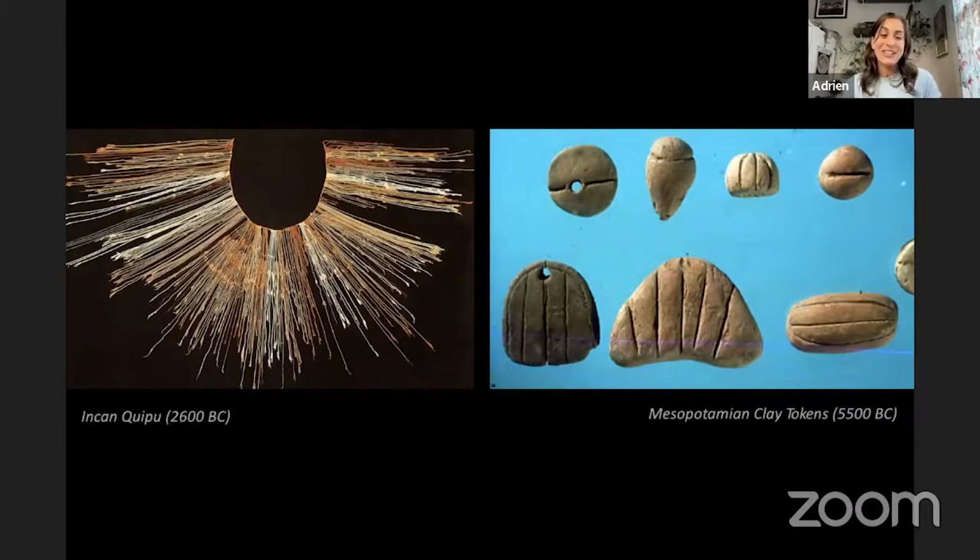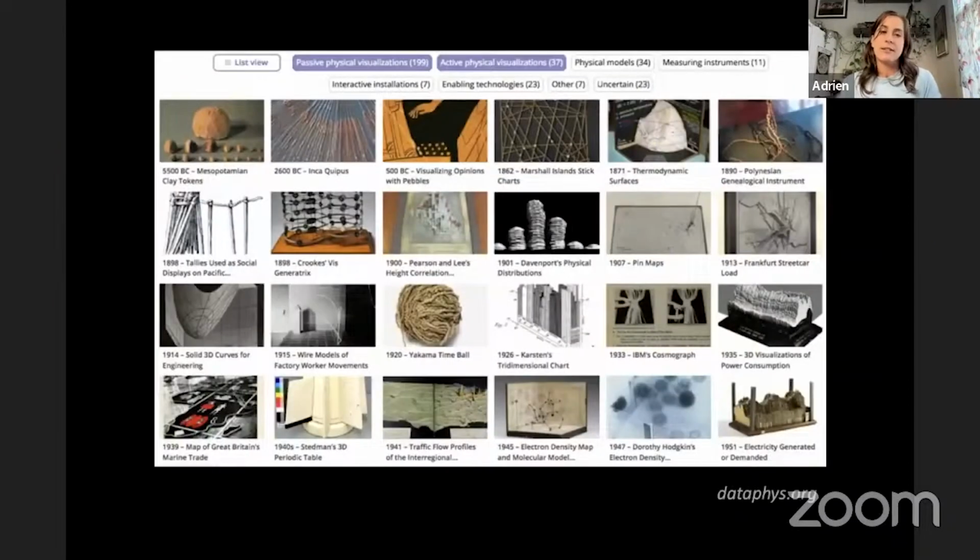Looking back throughout history, other cultures have worked with physical representations of data: the Incan Quipu, which was a knot-tying, color-encoded system, and the Mesopotamian clay tokens, which were used for counting commodities. And if you're interested in learning more about other physicalizations of data, I'm going to direct you to dataviz.org. It's a really wonderful online archive.